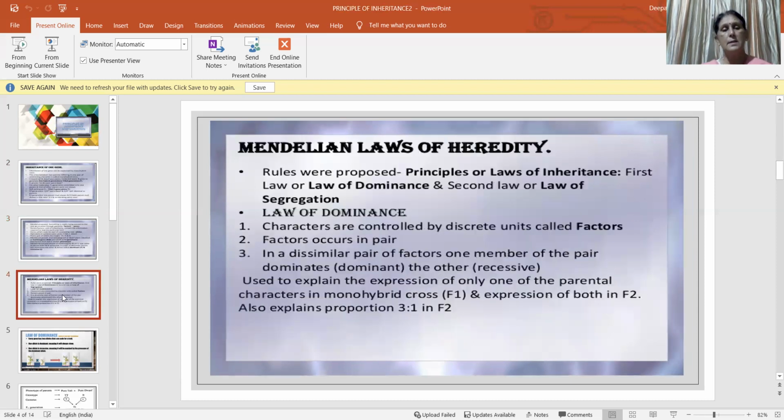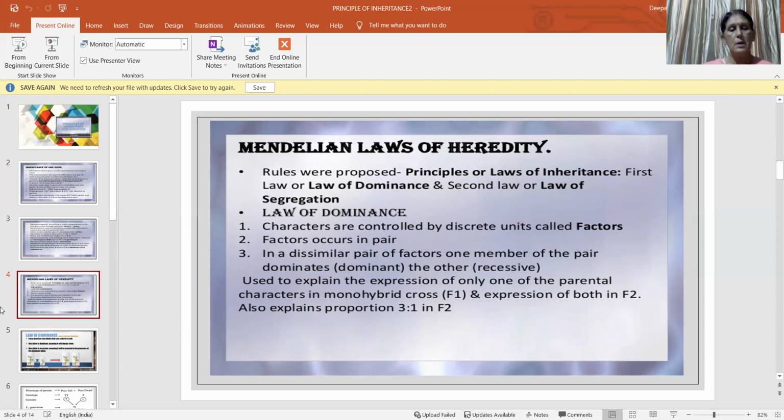Next, here you see Mendel's laws of heredity. Actually there are 3 laws of inheritance, and all of them are called principles or laws of inheritance. The first one is the law of dominance, the second is the law of segregation, and the third is the law of independent assortment. So the first one is the law of dominance.